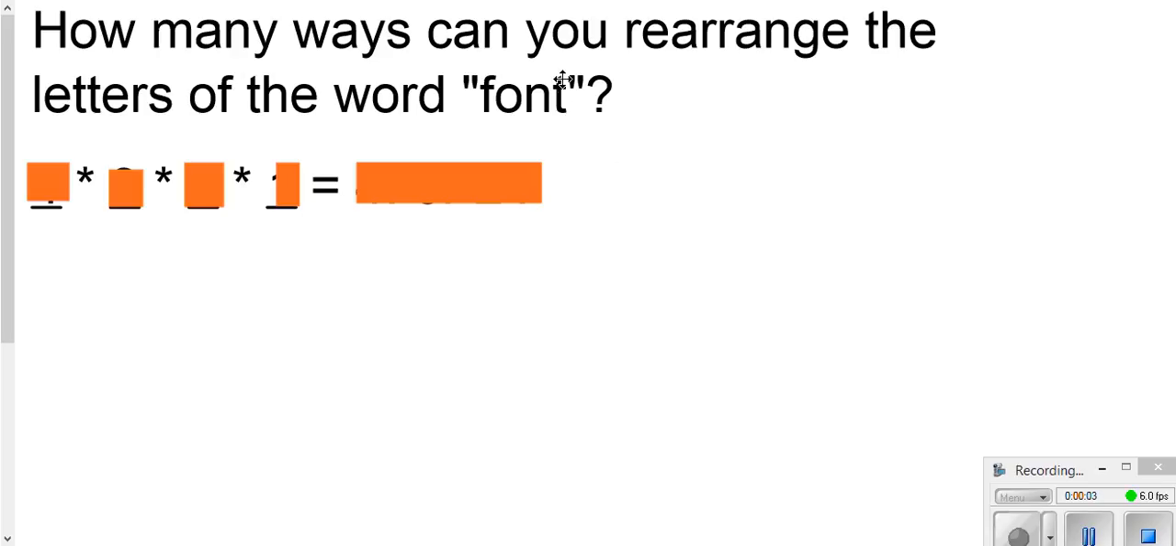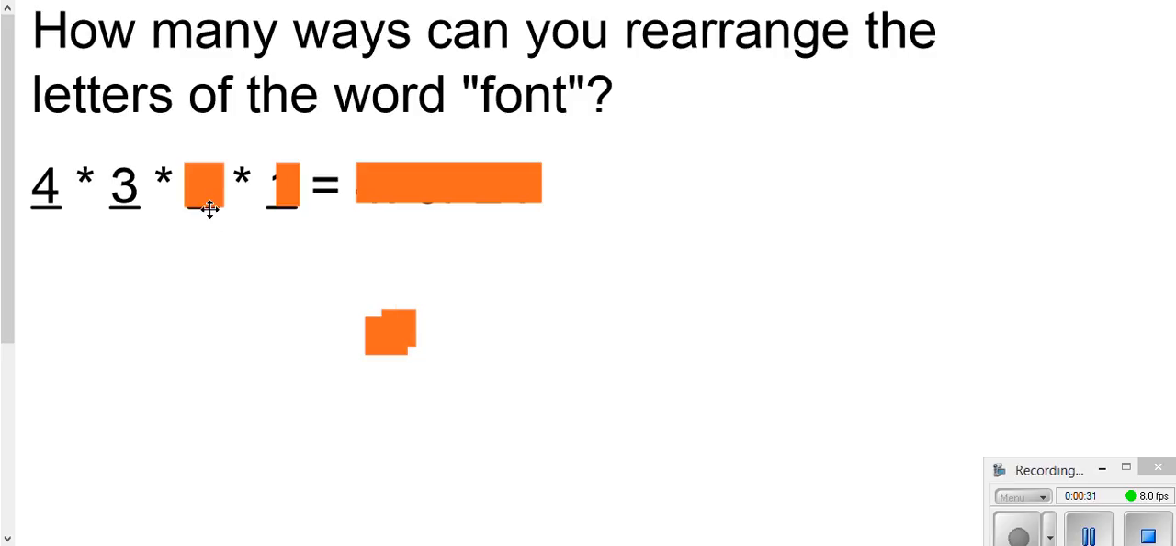We want to look at how many different ways we can rearrange these letters right here. Well, we have four spots. I put down 4 dashes. How many choices do you have for that first letter? Well, you could have an F, an O, an N, or a T, so that's 4 choices. One of the letters has been used, so for your second spot, you only have 3 of the 4 letters left.